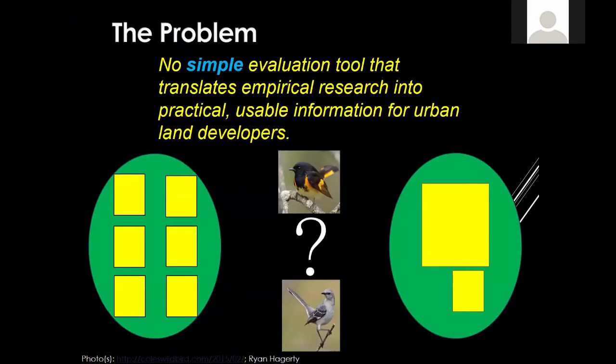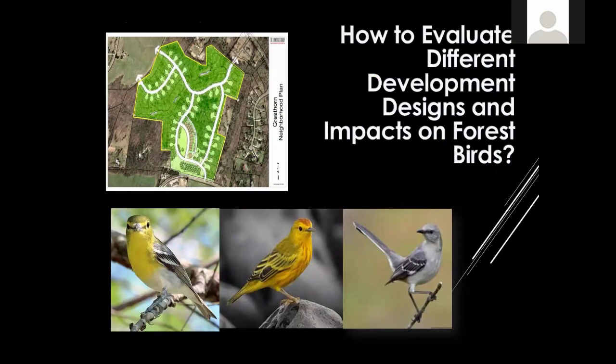So what's the problem? There's no simple evaluation tool that translates empirical research into practical usable information for urban land developers. For example, let's say you have to conserve 40% of the property in forest. Do you do it on the design on the left, and what impacts does it have on the suites of species, or do you do it like on the right? And when you do a design, how can you compare one scenario versus another, and how it impacts, in this situation, forest birds?